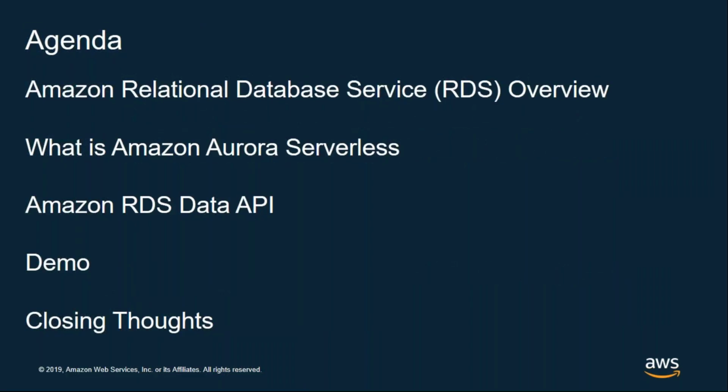And today's agenda, before we jump into it, is number one, an overview of our Amazon RDS or relational database service. Next, we will jump into what is Amazon Aurora Serverless for those of you who are not familiar with it. Then we will cover RDS Data API and what it means for you when you're building your serverless applications. Then we will do a demo and then close it out.